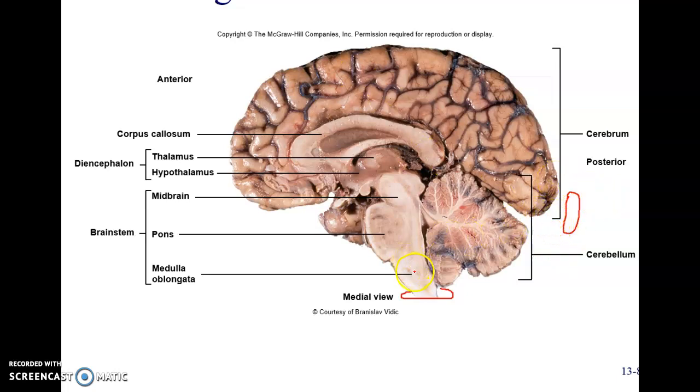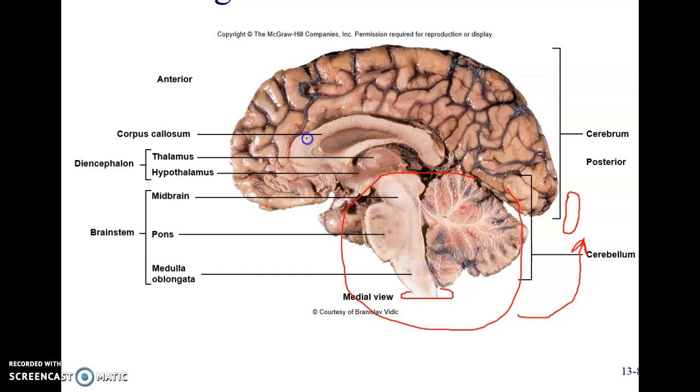So this structure, the medulla oblongata, for example, is going to be back here. So this whole structure here is going to be swung out this way on the sheep brain. Okay, but a lot of the structures are the same. So many of the structures are the same, just oriented a little bit differently.